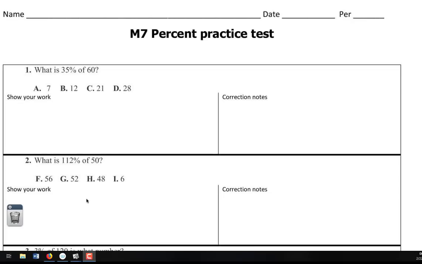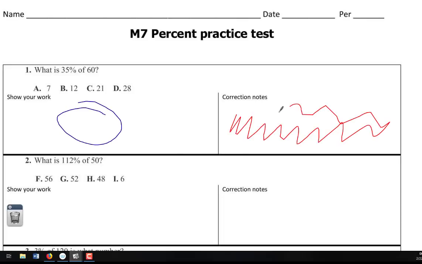So this is the Chapter 2 practice test, and you've got a test coming up next week. So let's jump in. As we go through this, I'm going to show you my work in this section right here. And you are going to be doing your corrections, any correction notes you have, in that section right there. So that when you're done, you have the problems you got right.